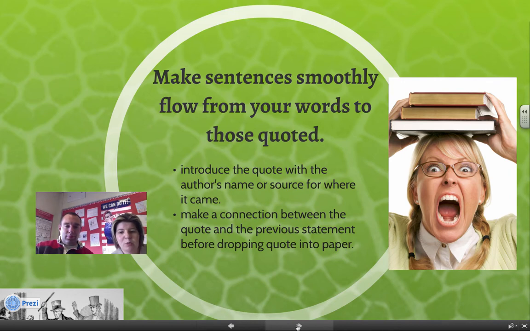But make a connection between the quote and the previous statement before you just drop a quote into your paper, or there's no flow and you leave the reader wondering, why is this quote here? Did it just fall out of the sky into the paper? Okay, so the quote has to have a reason.